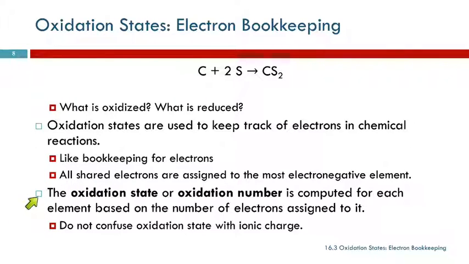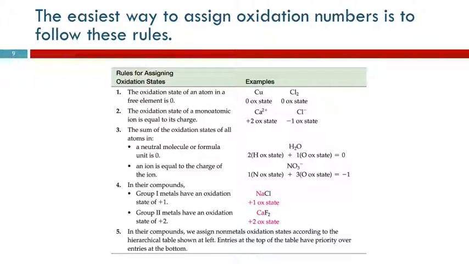So we calculate the oxidation state. It's also sometimes called the oxidation number for each element, based on the number of electrons that are assigned to it. Okay, this is not the same as ionic charge. Oxidation state is not the same as ionic charge. What's very confusing is sometimes they are the same number, but they are different concepts. So how do we do this? Well, there's a set of rules.